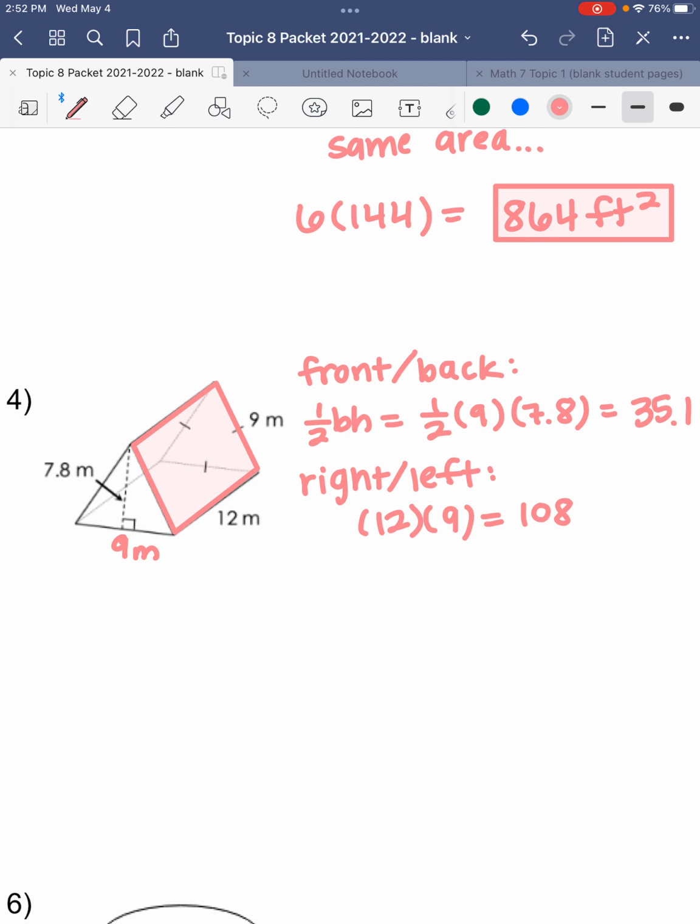Okay, now let's look at the bottom. Okay, so the bottom is this rectangle right here. Let's see if I can do that better.